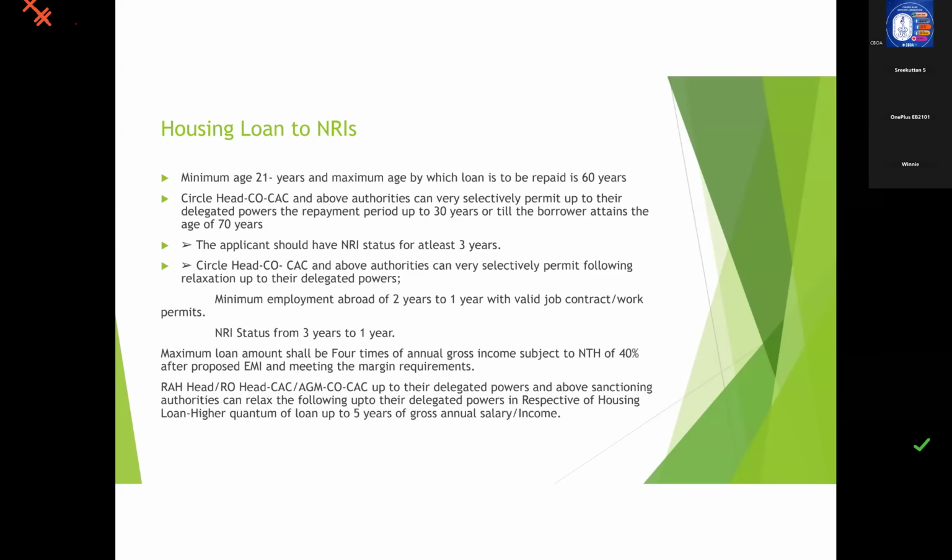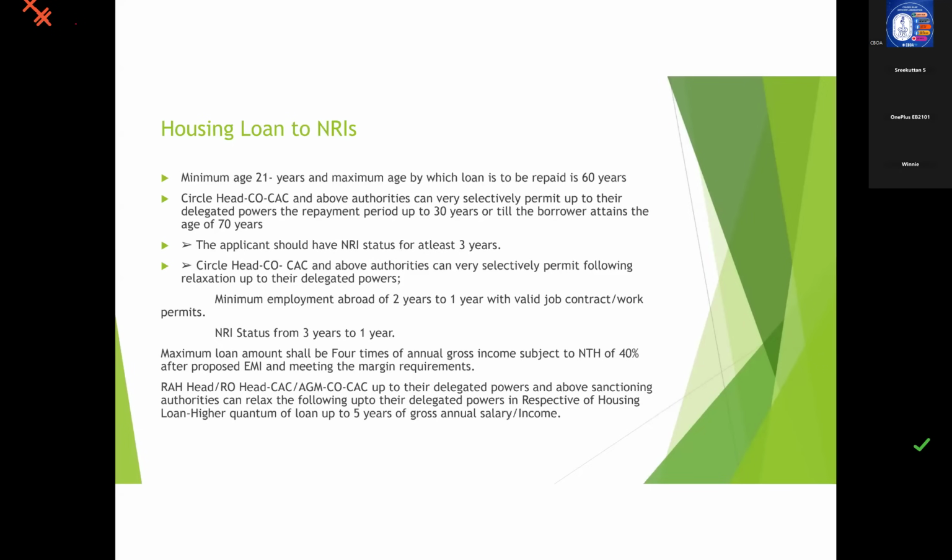I will tell you this: if a customer, an NRI, comes for a housing loan, you have to see what his NRI status is and how long he has been employed abroad. His NRI status should be minimum 3 years and he should be employed abroad for minimum 2 years. That is the concept here, 3 and 2. However, circle head can relax it to 1 year each, that is employment period to 1 year and NRI status also to 1 year, provided other eligibility criteria are satisfied. Okay.